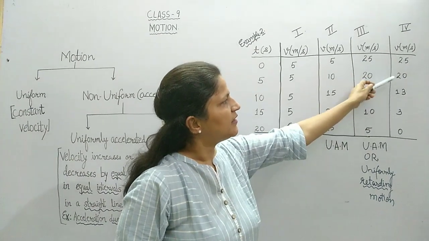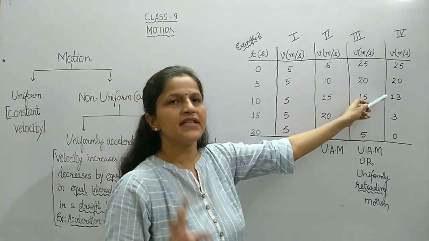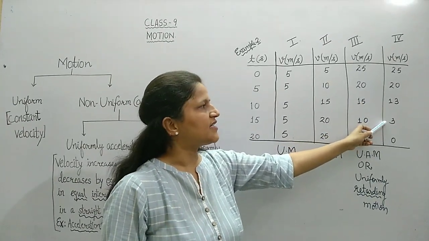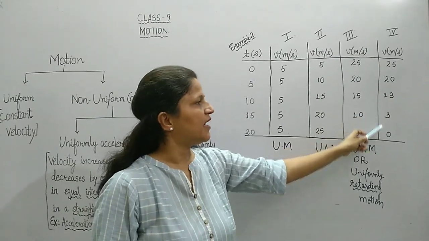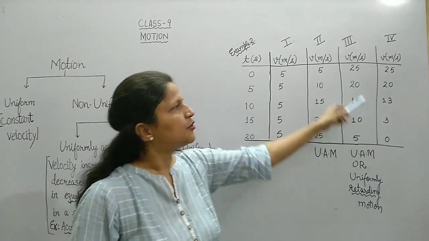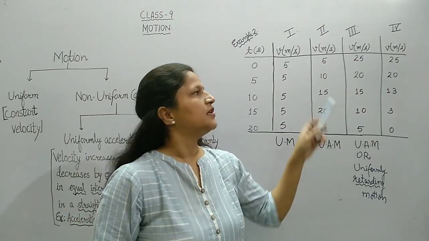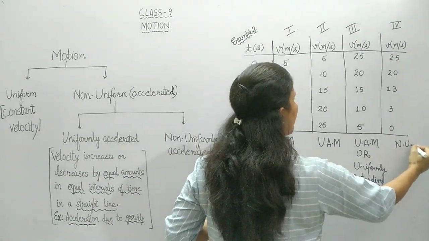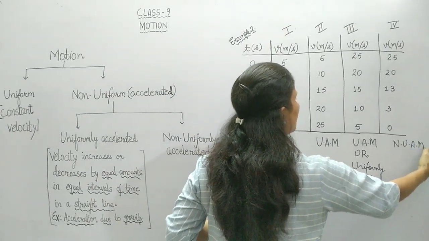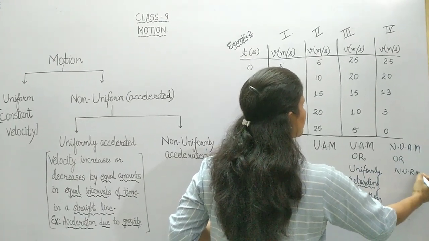per second. Then in the next 5 seconds, the velocity is decreasing by 7 meter per second. Next 5 seconds, velocity decreases by 10 meter per second, and then 3 meter per second. So the velocity is not changing by equal amounts. So this is an example of non-uniformly accelerated motion or non-uniformly retarded motion.